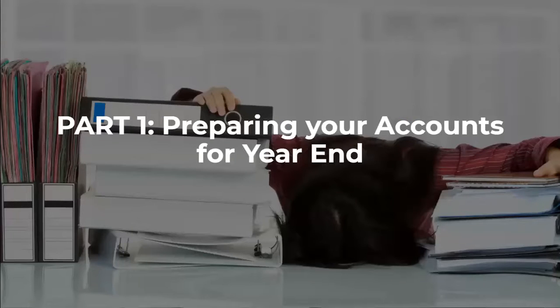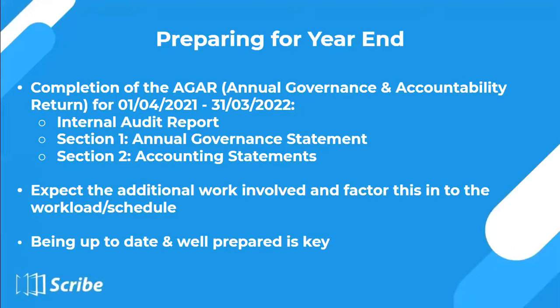This is part 1, preparing your accounts for year end. When we talk about year end, it's the completion of the annual governance and accountability return, or the AGAR, for the year the 1st of April 2021 to the 31st of March 2022. The AGAR is comprised of 3 sections: the internal audit report, Section 1, the annual governance statement, and Section 2, the accounting statements. The internal audit process is covered in part 2 of this series, and the accounting statements, or the numbers bit, is covered in more detail in part 3.